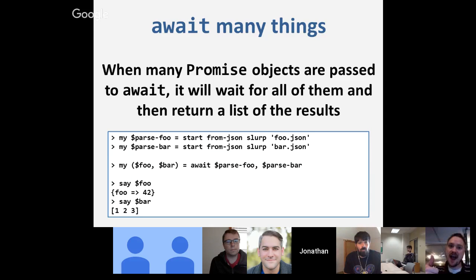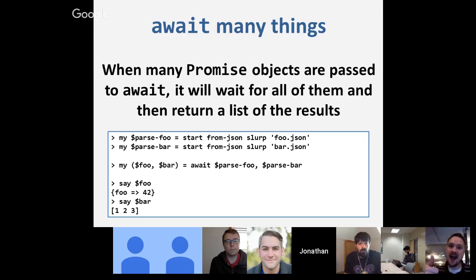And this is fairly convenient because it means that I can just do the list assignment on the left there, and then I have the 2 results. And I don't actually need the temporary variables there. I could just have said await start from JSON, whatever. I'd either have needed parentheses or to put the curly braces on the start form there to get it to parse right.